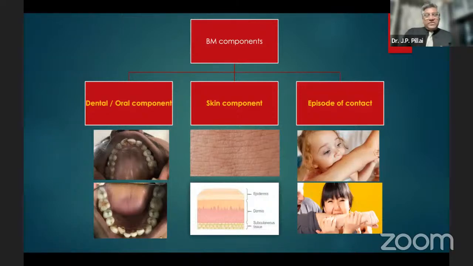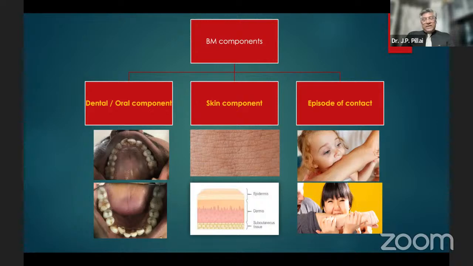When we see the components, this is very important. Earlier what I told was the bite mark. There are two things: one is the bite mechanism and the other is the mark mechanism. But when we are talking from an investigation point of view, we need to understand these three things. One is the dental component, the second is the skin component, and the third is the episode of contact. The dental component mainly deals with the arrangement of the teeth, the arch pattern, because that will give a clear-cut indication whether it is a human bite mark or an animal bite mark.